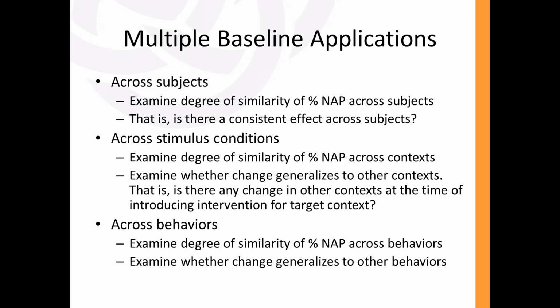Also across stimulus conditions. So again, if you want to look at the degree of similarity of percent non-overlap across contexts, that can be good. But also you can check for whether the change in one condition generalizes to other contexts. Meaning, since you're already tracking the behavior in the other context, you can look at whether or not there is a change in those other contexts before you introduce the intervention to them.